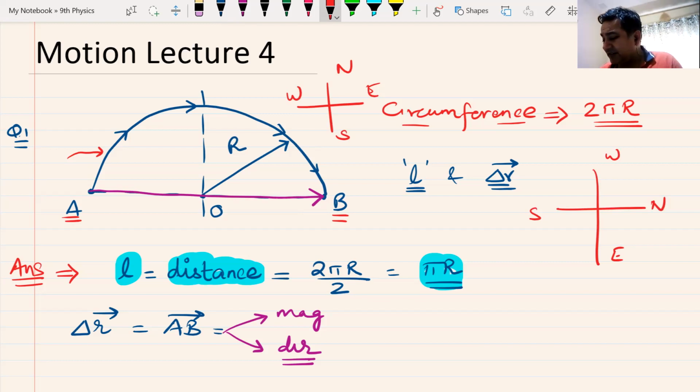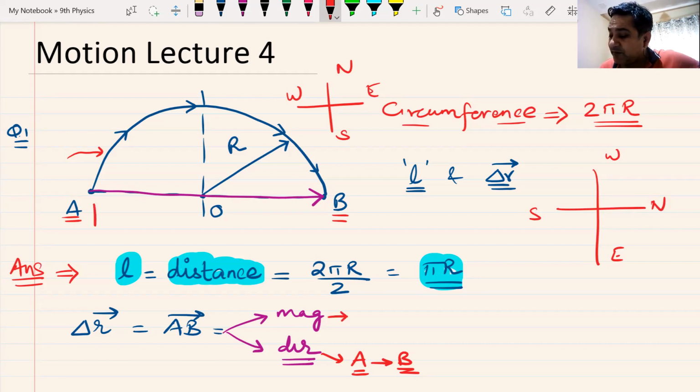I can simply say the direction is from A to B. That doesn't change. Wherever A is to wherever B is, direction is from A to B. Now what is remaining is the magnitude.